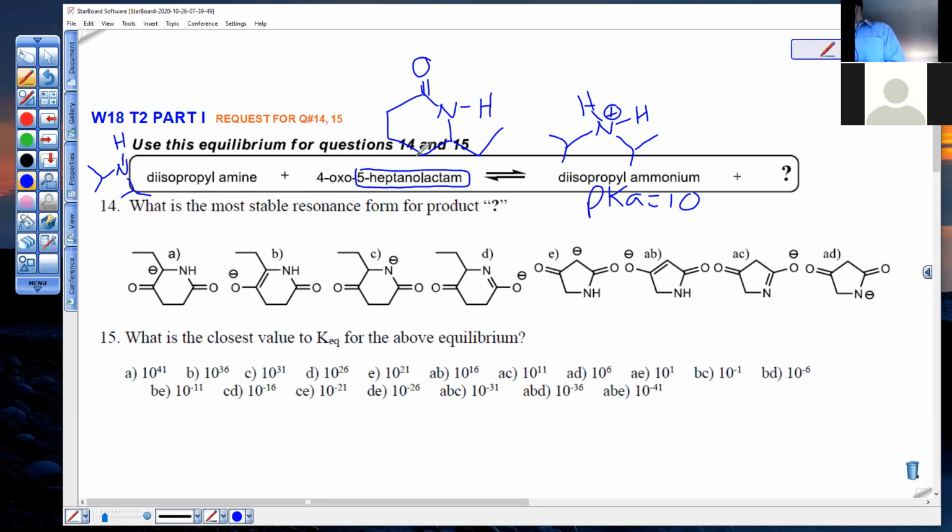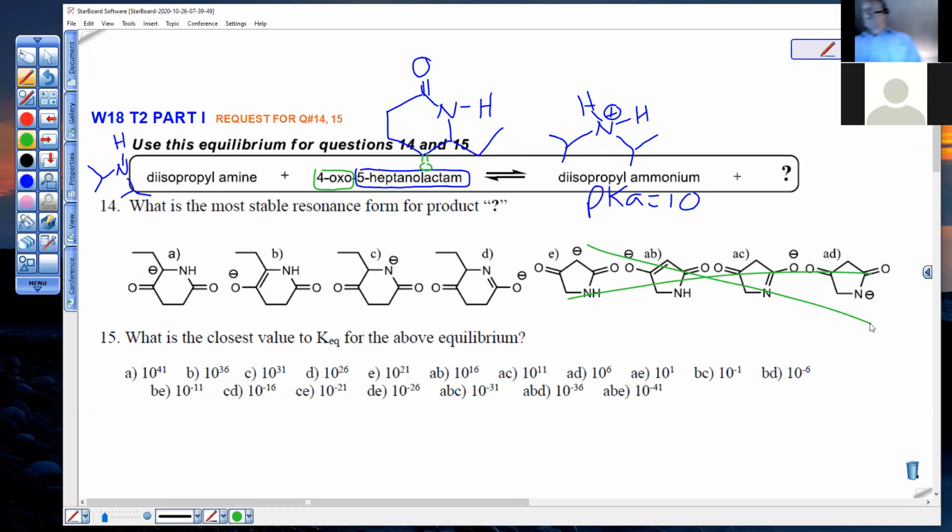1, 2, 3, 4, 5, 6, 7. Heptano. Oxo, position 4. 1, 2, 3, 4. 4-oxo. Carbonyl right there. So the carbonyls are across from each other in a ring size 6. Got rid of 4 choices. Pretty nice, huh?